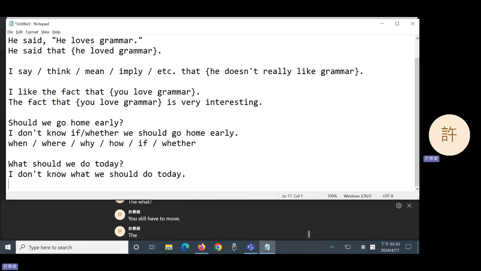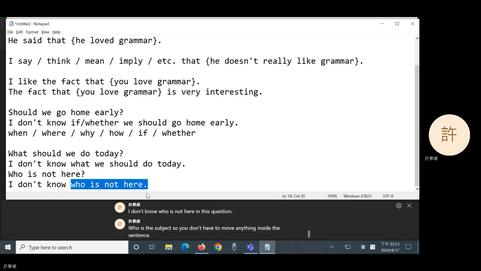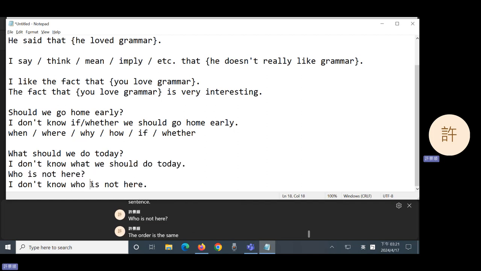The same for the word who, right? Who is not here becomes I don't know who is not here. In this question, who is the subject. So you don't have to move anything inside the sentence. Who is not here? The order is the same. But this part, is not here, is not a noun clause. It is not a complete sentence. Okay, finished. Questions?